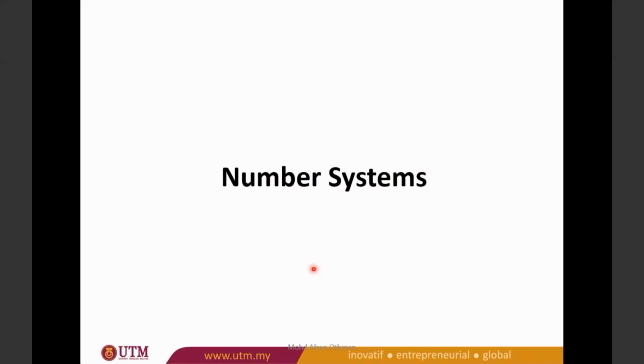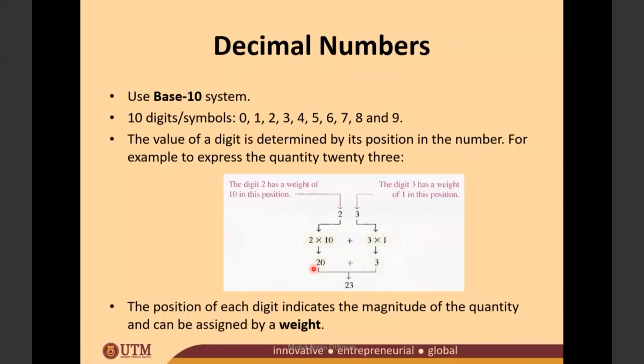Actually, a number system is a way to represent numbers. A number system is one way you can represent numbers, whether in base 2, base 4, base 8, base 10, or any base. So let's look at the decimal number. The decimal number uses a base 10 system. This is a number that we always use in our daily life. Every day we use decimal numbers.